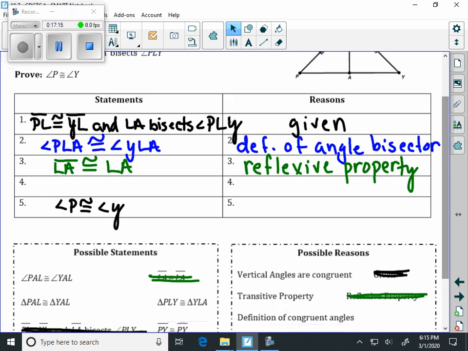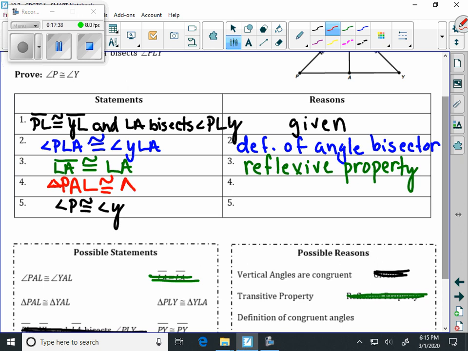Again, when we take our test on the 27th and 28th of April, we are going to be given either drop-down boxes or drag and drops. So we need to follow what we're given. And again, it's triangle PAL is congruent to triangle YAL. Again, the nice thing is we only had two options here for that.